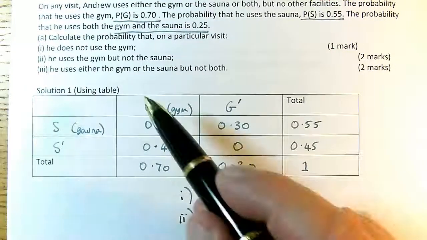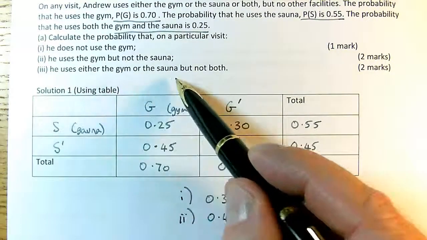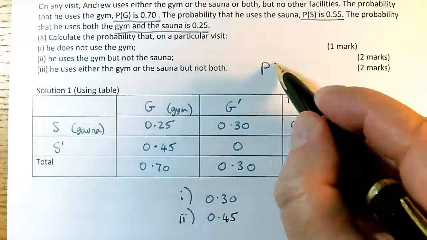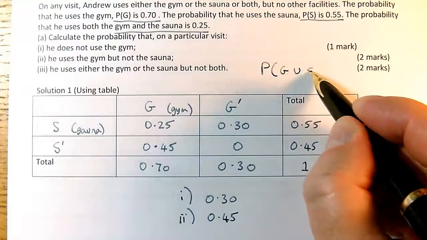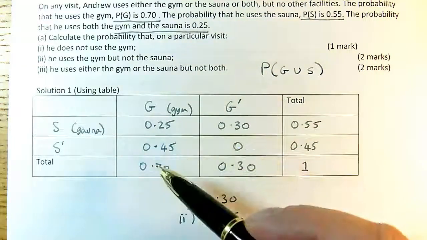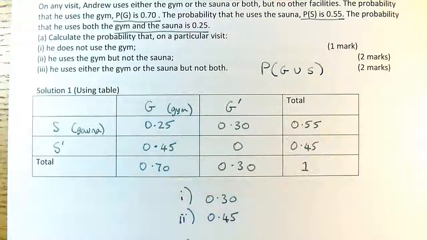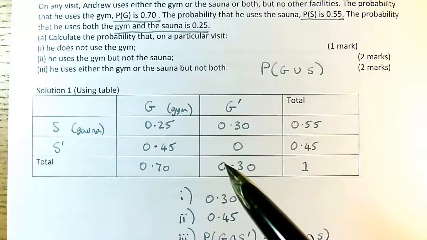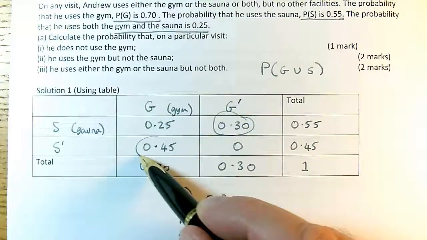And finally, the probability he uses either the gym or the sauna but not both. So the probability of G or S is not what I want. That would be the probability of using the gym or the sauna or both. But the probability I need here is just the probability he uses the gym and not the sauna, or the probability of not the gym but the sauna. Because these are totally separate outcomes, actually exclusive events, you can't do both of these at once, I can just take out the relevant cells and add them together.